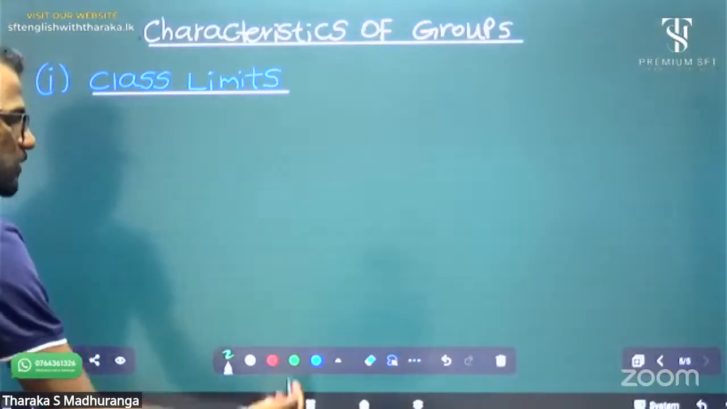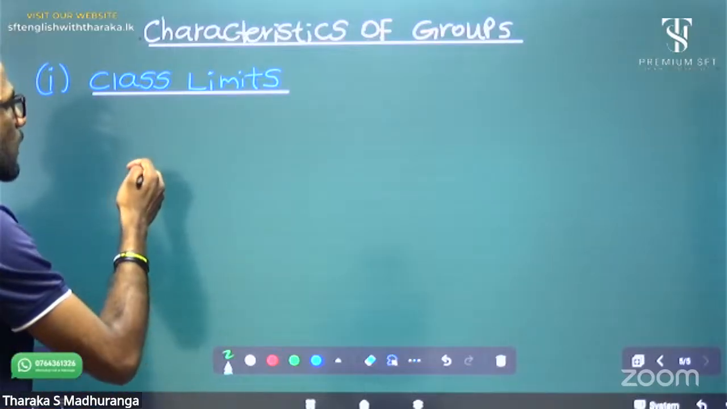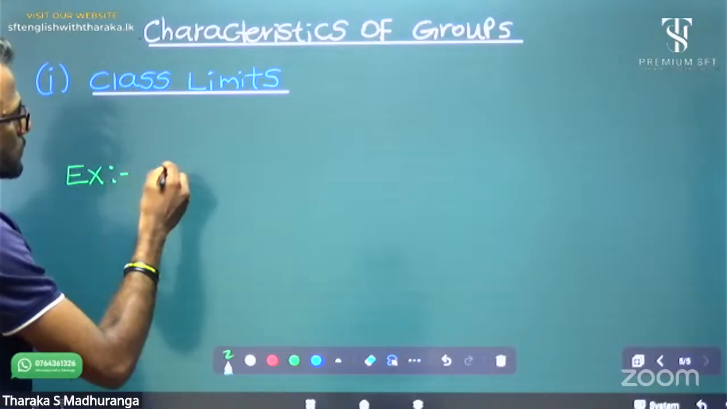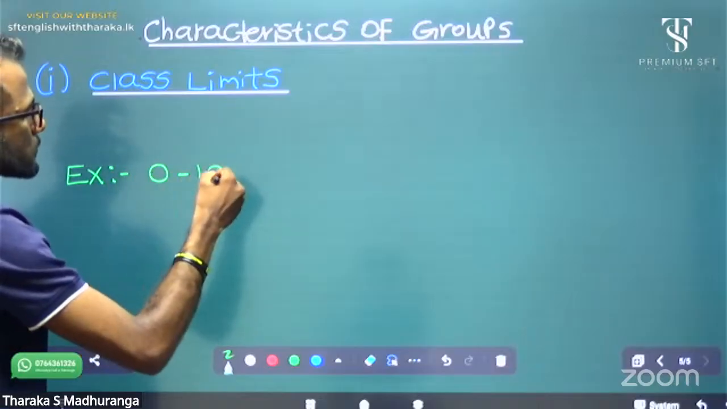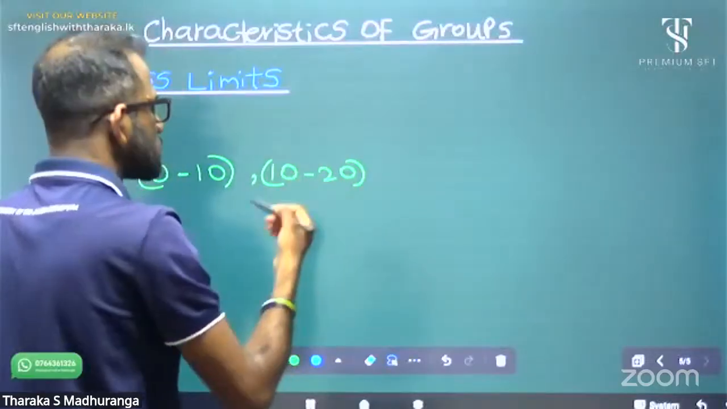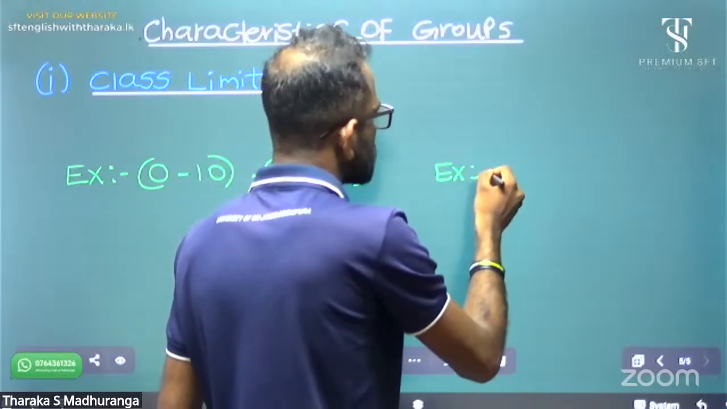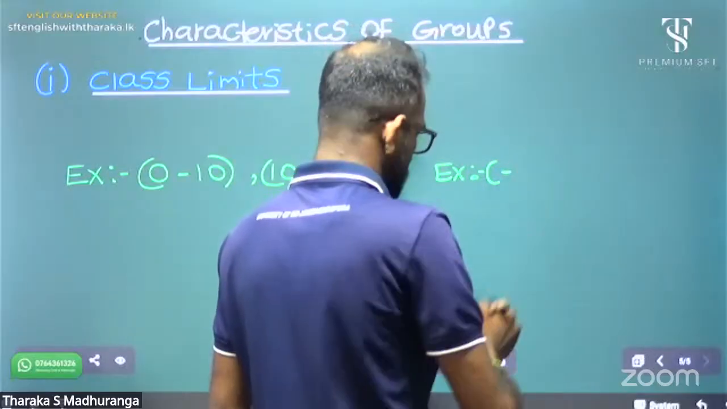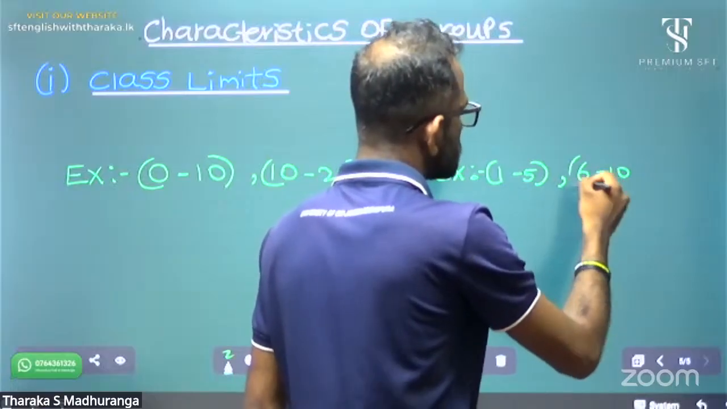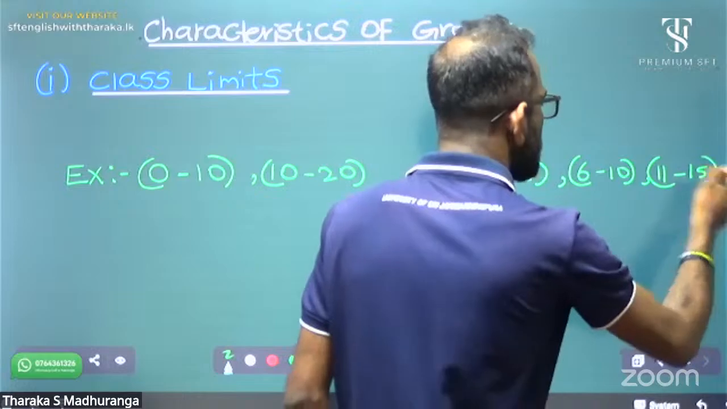Class limits. Class limits mean, if you have continuous or discrete data in any group, for example 0 to 10, 10 to 20, or a discrete one, for example 1 to 5, 6 to 10, 11 to 15, any type of example.